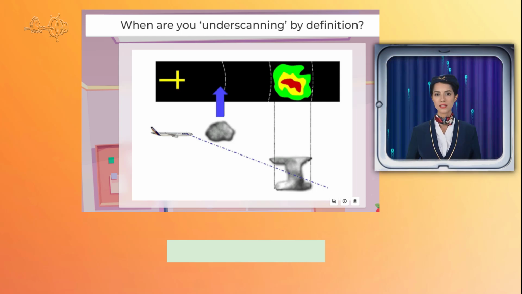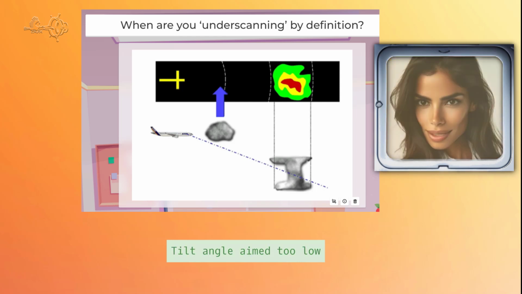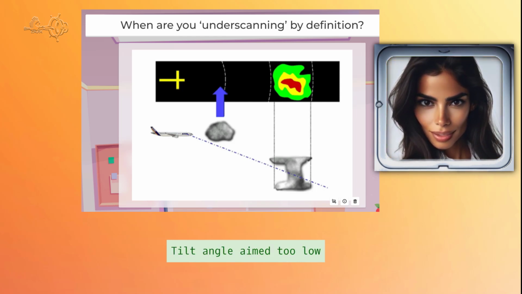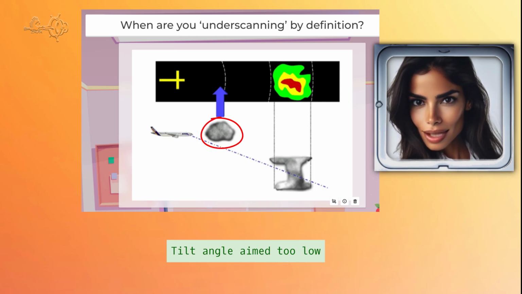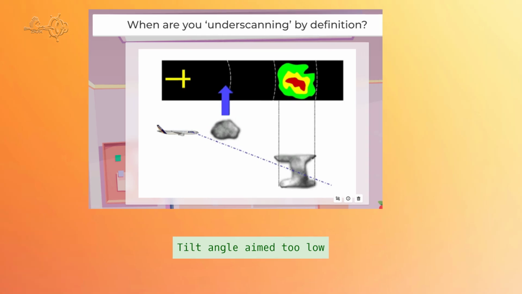We have seen that it is possible to overscan some of the weather. But what would be the risk of underscanning weather? Basically, it means your radar beam is aimed too low. So you might be missing out on some important weather information that's happening in front of you.